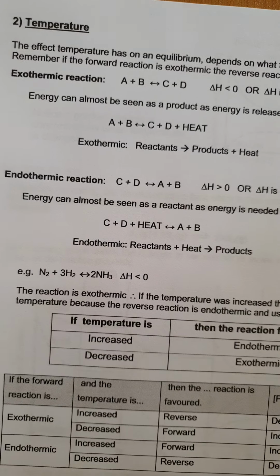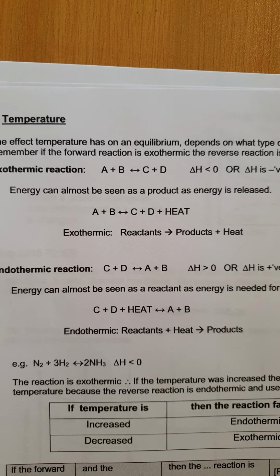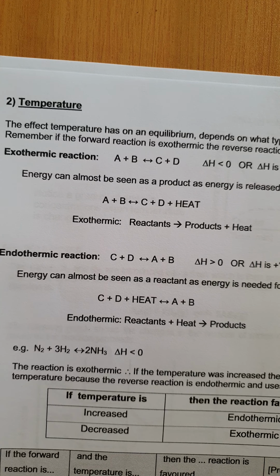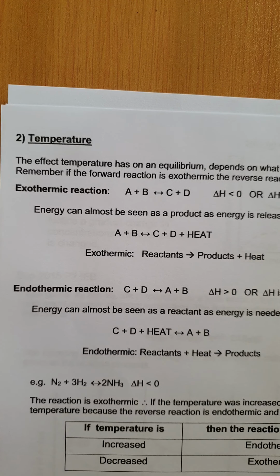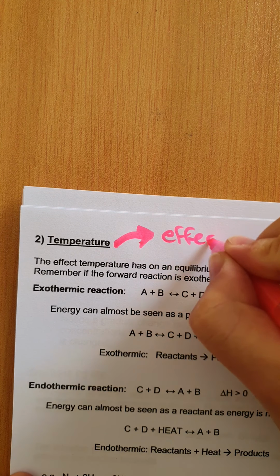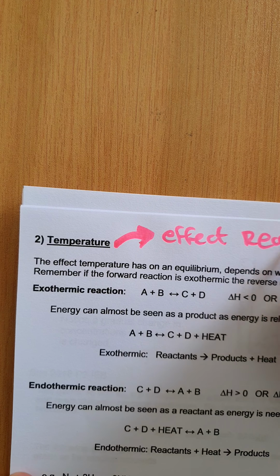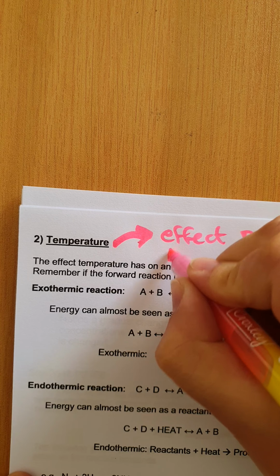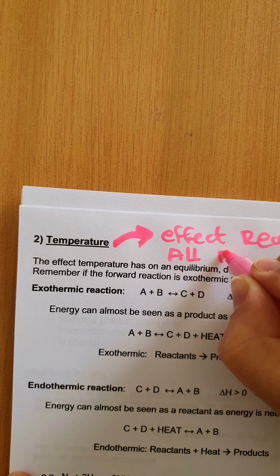Okay, page 4. Oh, this is actually quite a lot of work. Okay, temperature. The effect temperature has on an equilibrium depends on what type of reaction it is. So if you have an exo or endothermic reaction, obviously that's going to make a difference. Now, the one thing though I want you to remember is that temperature is one of the things that affects reaction rate of all reactions.